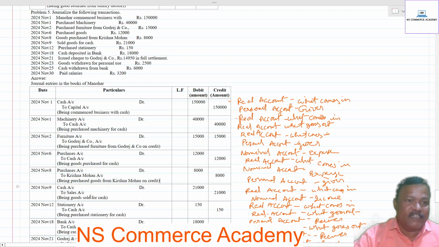Okay. Next entry, on 2024 November 9th, sold goods for cash rupees 21,000. So write the date in the date column, 2024 November 9th. Okay, come to the particulars column. Here we have two accounts. One is cash account, second one is sales account. So cash we are receiving, what comes in.